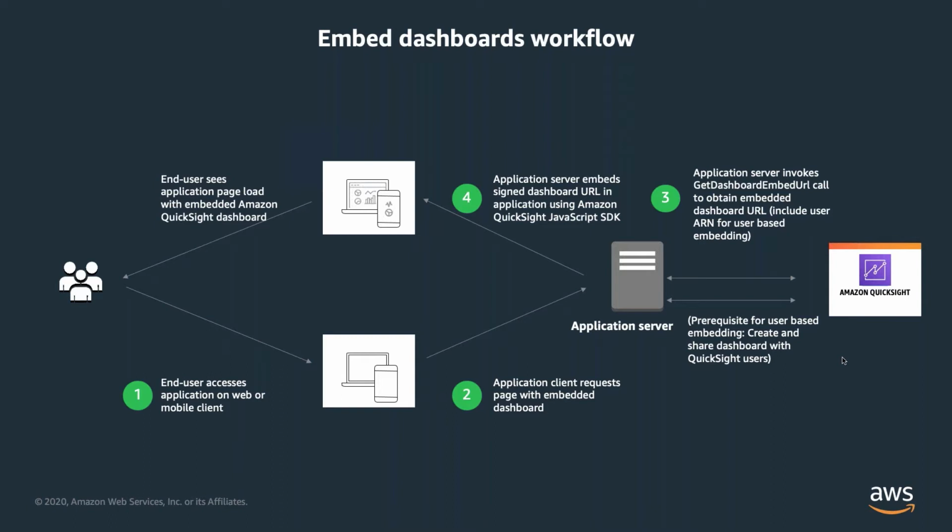Now, the IAM role could have different sets of permissions, and in this particular case, we will create a new permission policy that allows that IAM role access to the get dashboard embed URL API call. And when we associate that IAM role with the application server Lambda function, it could in turn call get dashboard embedded URL. Now, let's see how we can do that.